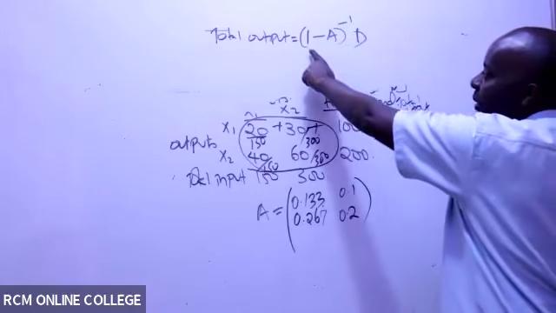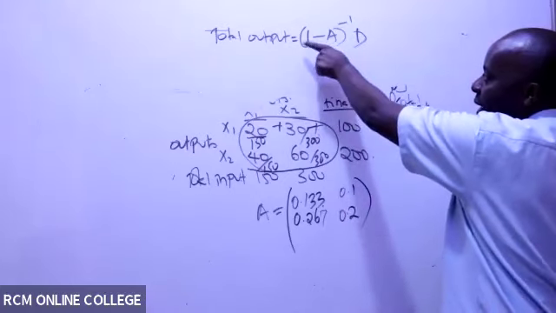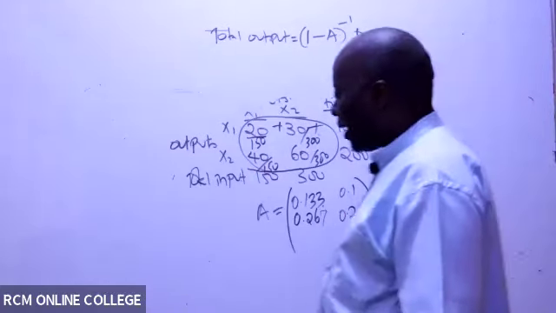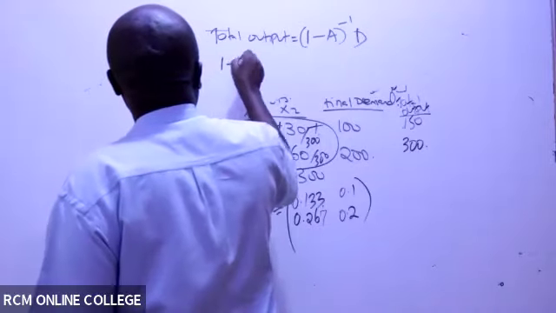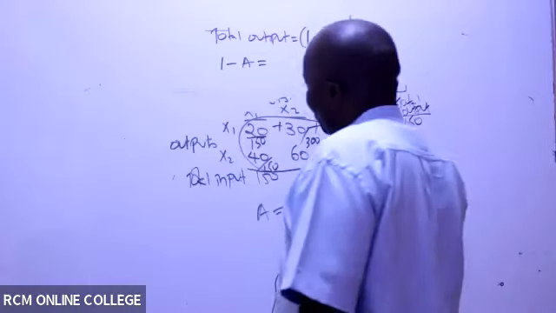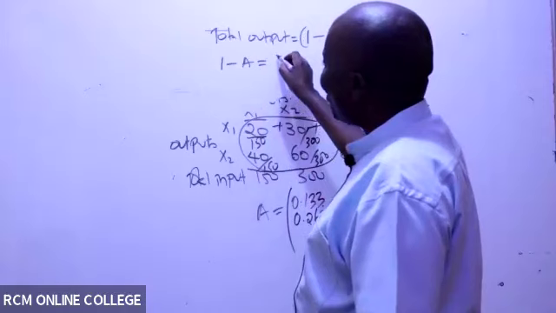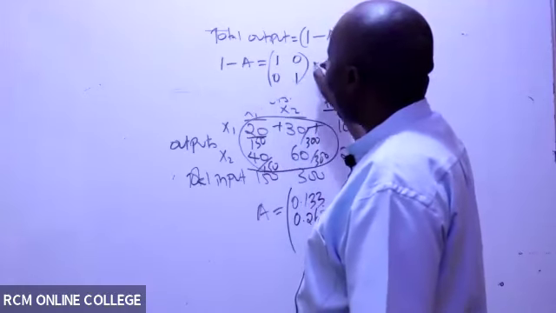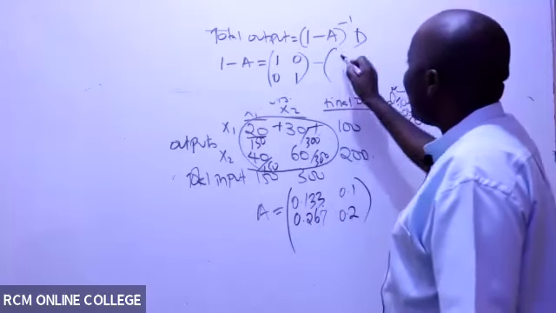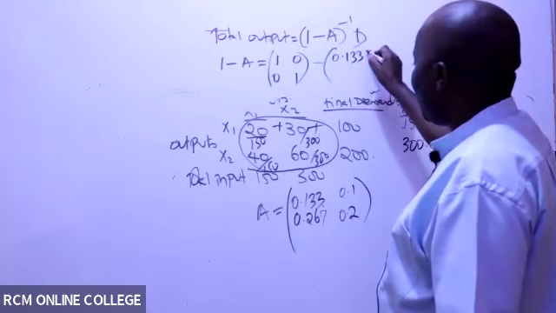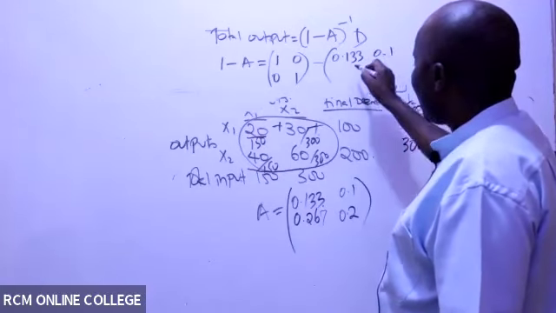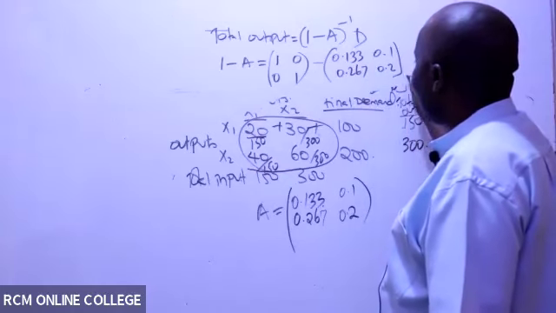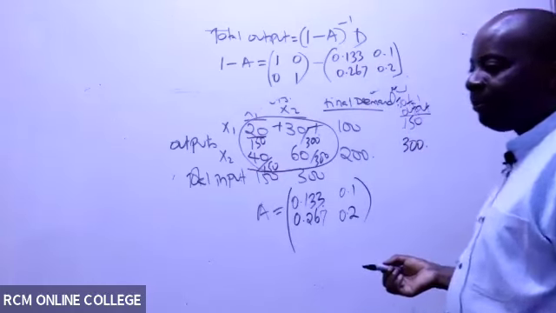So, ladies and gentlemen, we shall first get what is in the brackets, which is I minus A. Remember your A is 2 by 2, so the identity matrix will be 2 by 2: 1, 0, 0, 1, like that. Minus A. My A is 0.133, 0.1, 0.267, 0.2. So you go ahead and subtract.